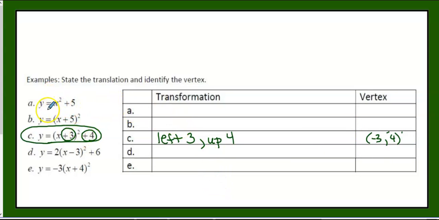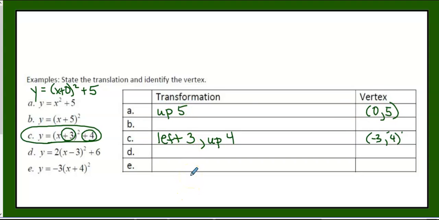Okay, let's go up here to A. This one looks a little bit different. I could also write this one like this. So if you don't see those parentheses, that's x plus 0. All right, so what is the vertex here? The vertex is 0, 5. All right, so that's no left and right movement, but it's 5 up. So it moves up 5 from that parent function.